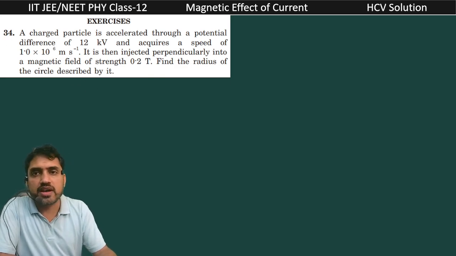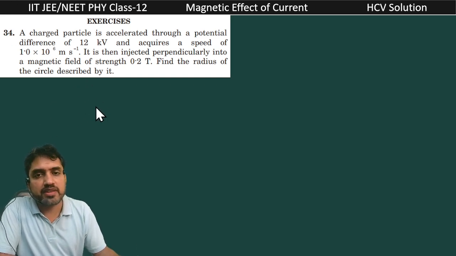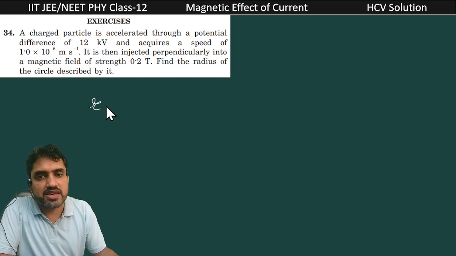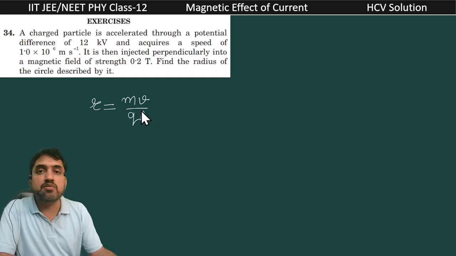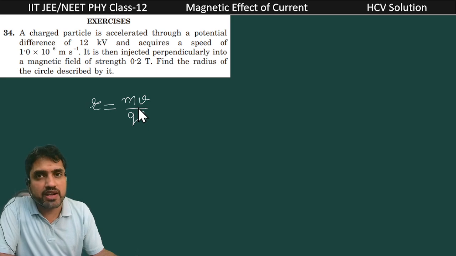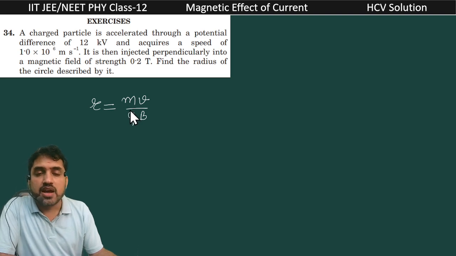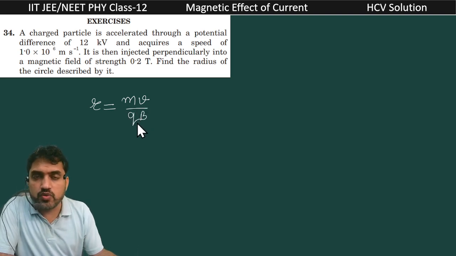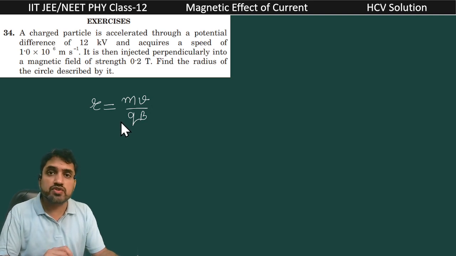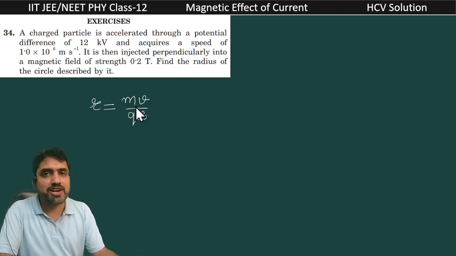In this question, the formula for the radius is r = mv divided by qB. Whenever any charged particle moves in a perpendicular magnetic field, it will move on a circular path, and the radius of this circular path is mv divided by qB, because the magnetic force, which is perpendicular to the velocity, will provide the centripetal force. So the radius is r = mv divided by qB.